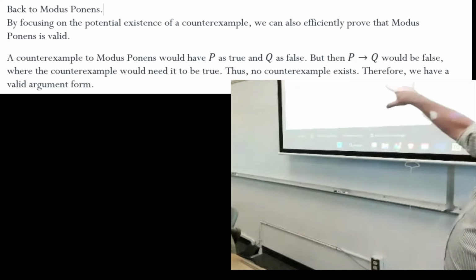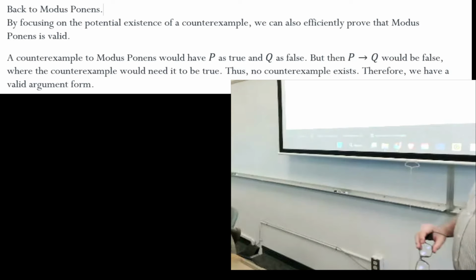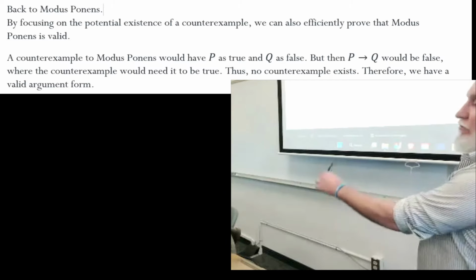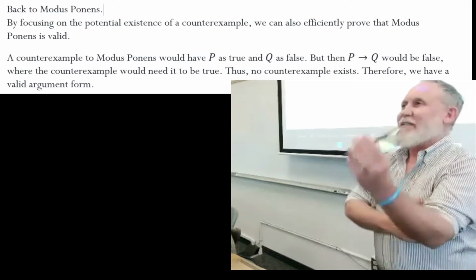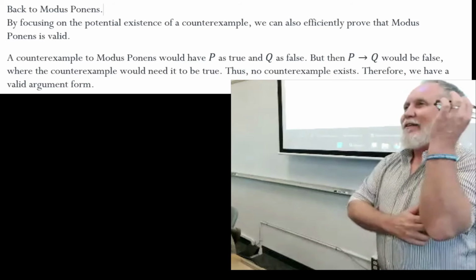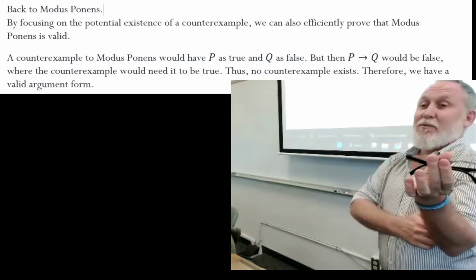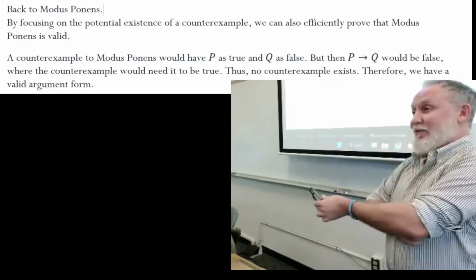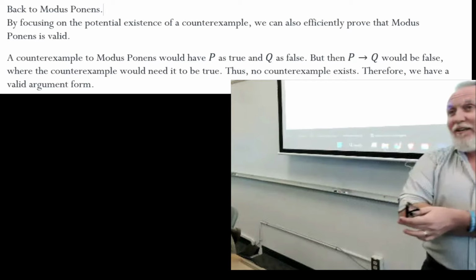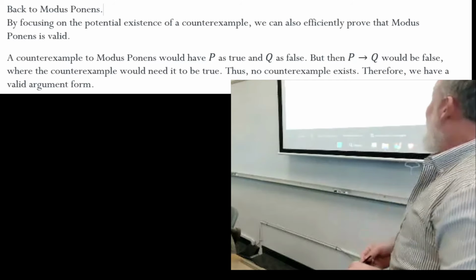Yeah, but so we're trying to figure out what Jeffrey means by the efficient method of proof. And it all comes down to focusing on the potential existence of a counterexample. You either want to show that there is such a counterexample or that it's not possible for such a thing to exist. And that gets us to where we want to be.